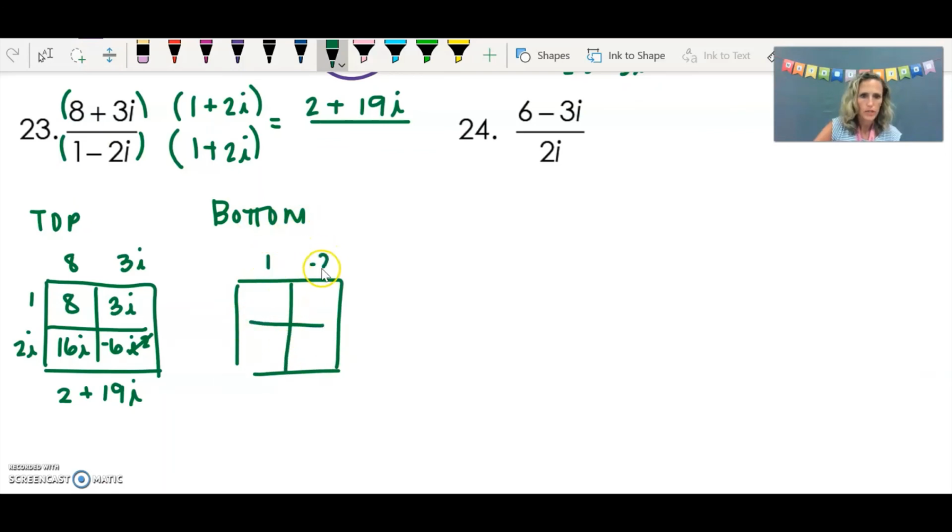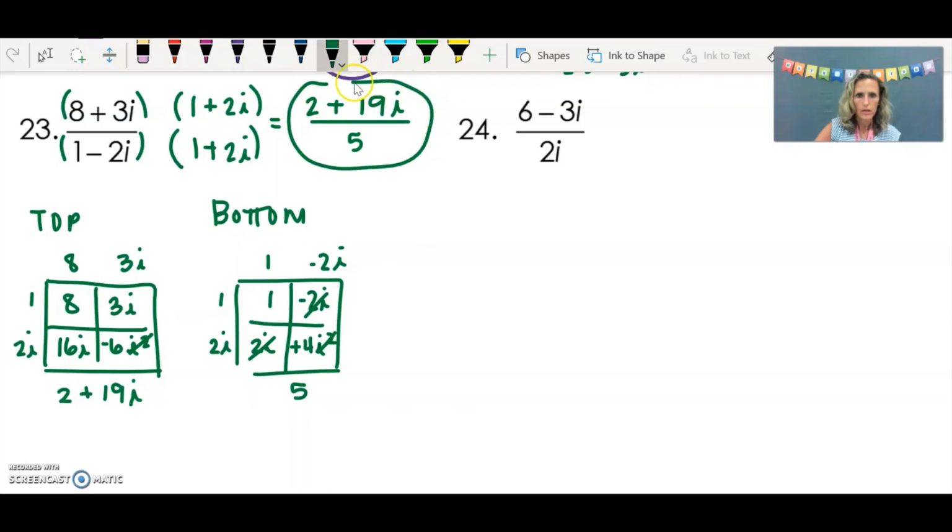So 1 minus 2i and 1 plus 2i. 1 times 1 is 1. This is giving me negative 2i and positive 2i and negative 4i squared. So now 2i minus 2i gives me 0 for my i terms, and then i squared is a negative 1. 1 plus 4 is 5, so my denominator is 5. No common factor, so that's it for that one.